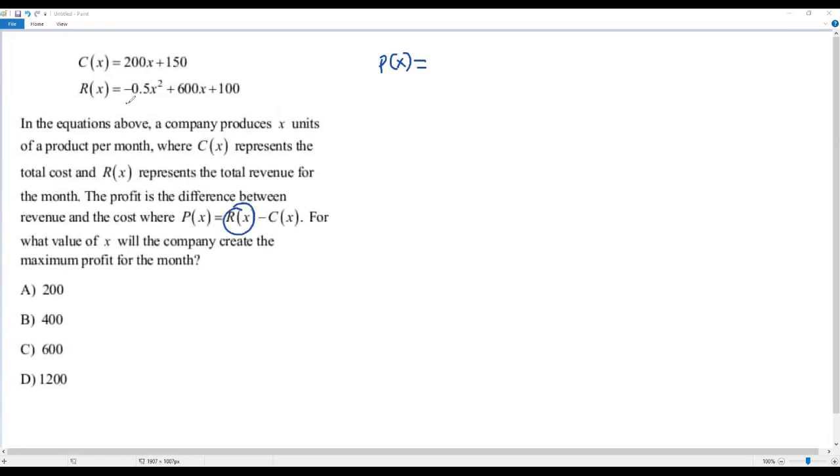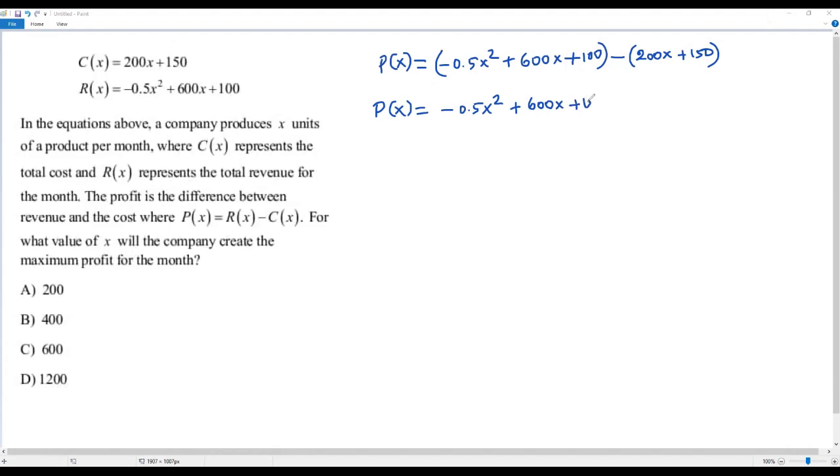So for R of x, we have the stuff over here, that is -0.5 times x², + 600x + 100. Minus, and we have to consider the total cost function C of x. We can plug in this 200x + 150 for C of x over here. Then we have 200x + 150. Okay, here the profit function P of x equals, we can remove the parentheses over here, then we get -0.5 times x² + 600 times x + 100. Now we can distribute this negative sign to this one and this one, then we get -200x - 150.